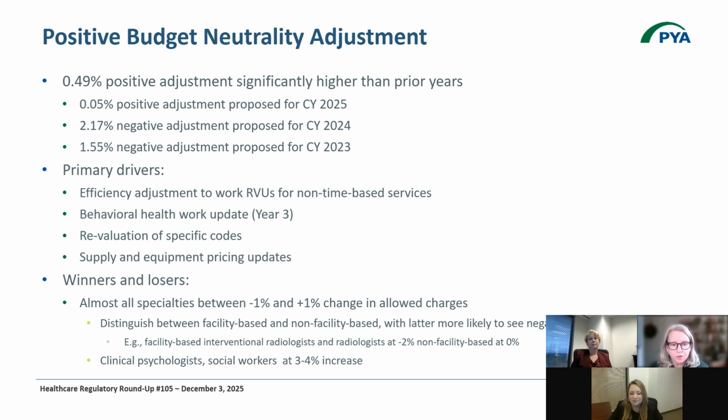In terms of winners and losers, almost all specialties as a whole will see between a -1% and +1% change in allowed charges. Again, as we will discuss, there's now going to be a significant difference between a facility-based physician and an independent physician practice in how they are reimbursed. But overall, the specialties see about a -1 to +1. The exception to that are behavioral health practitioners because of that final year of their update to their reimbursement. They're seeing a 3 to 4% increase this year.